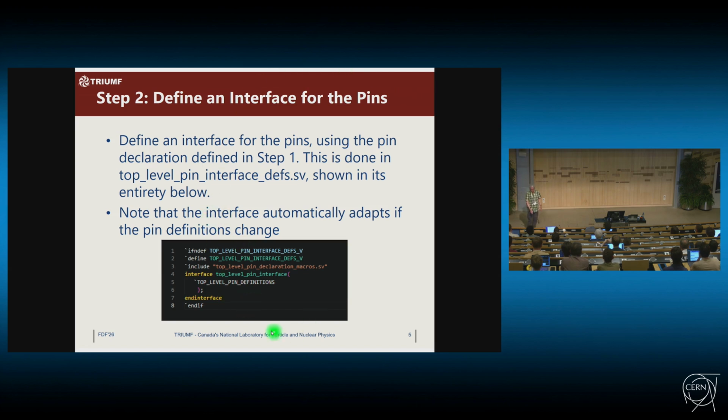Okay, we got it. So you see here is where I instantiate that macro I just defined. Really what I'm doing is making an interface with those input and output pin definitions in there. I didn't repeat any definitions, they're right there. Note that because I'm using this define, it automatically adapts if the pin definitions change.